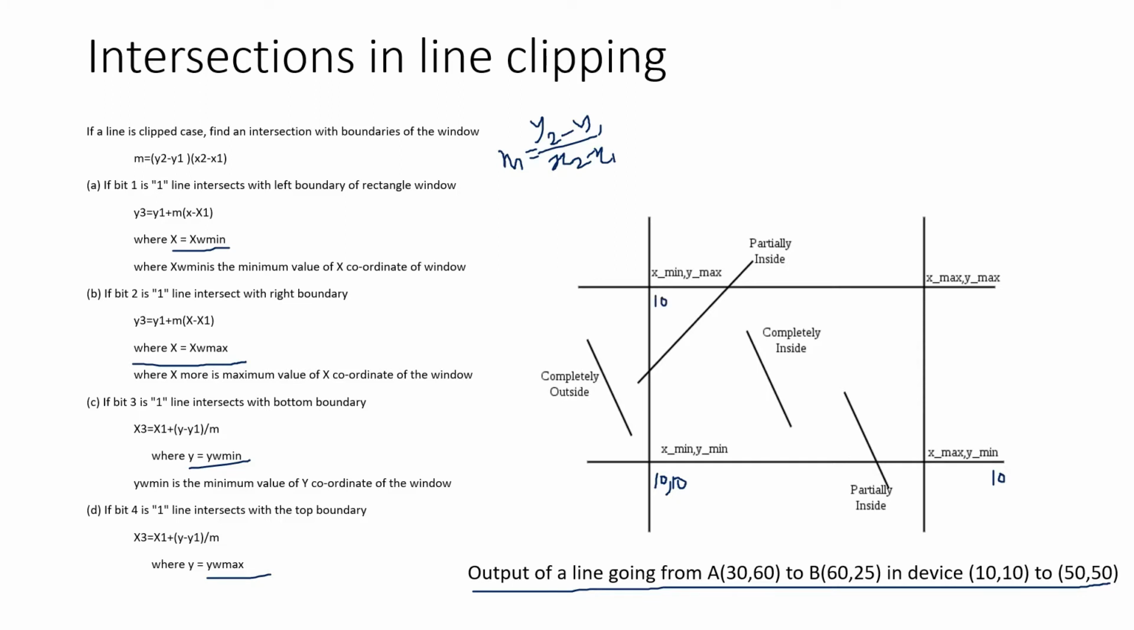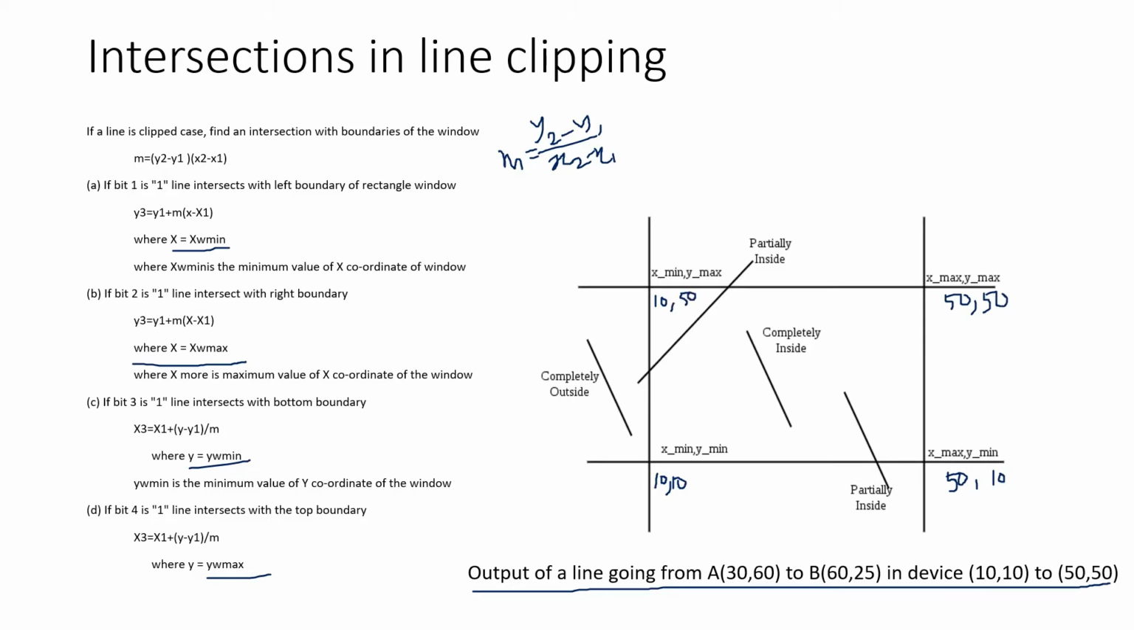And what is the value of x max? X max is actually 50. So this is actually 50 comma 10, this is 50 comma 50, and this is 10 comma 50. So these are the coordinates.